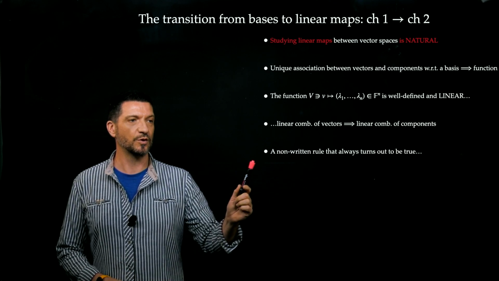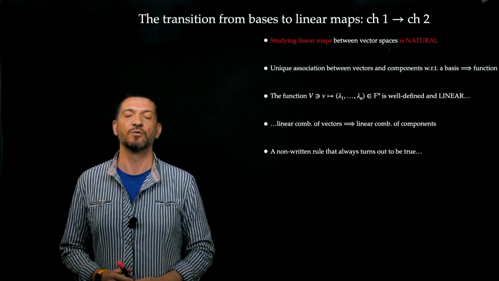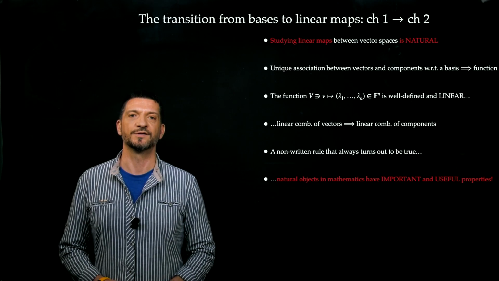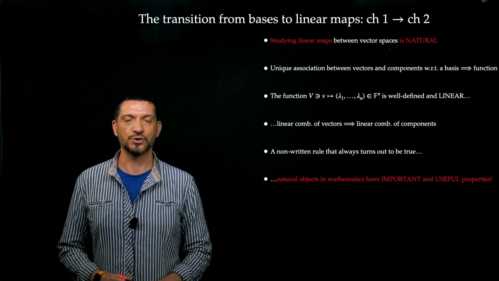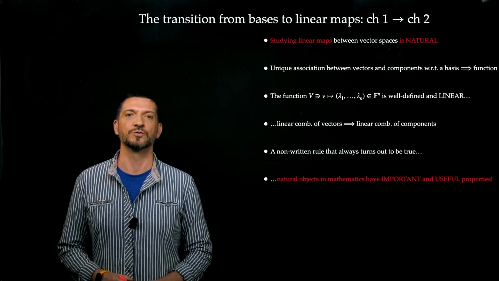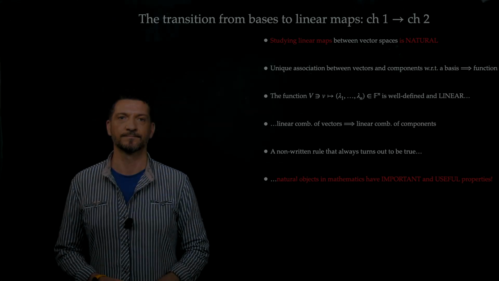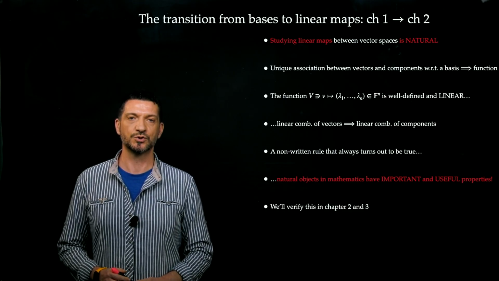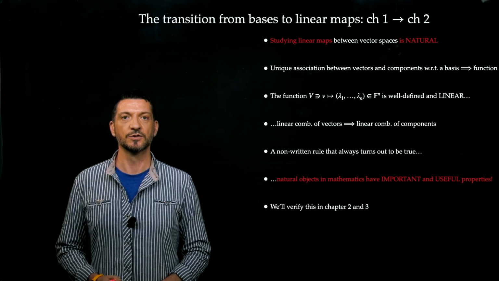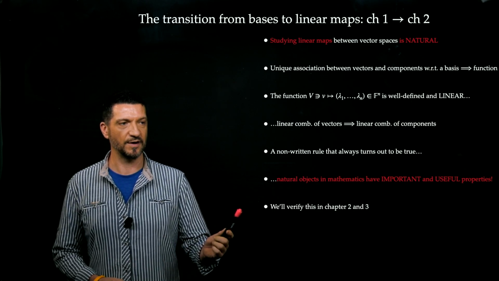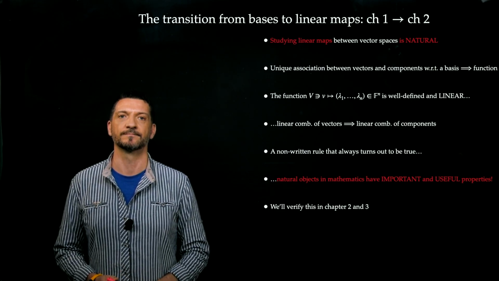There is a sort of non-written rule in mathematics which, however, turns out to be true almost all the time. This rule says that when an object appears naturally from the study of another concept, then this object turns out to be useful and important. In our case, we have just seen that linear maps emerge naturally from the study of vector spaces, so we expect them to be useful and important. We are going to verify this in Chapter 2 and 3.